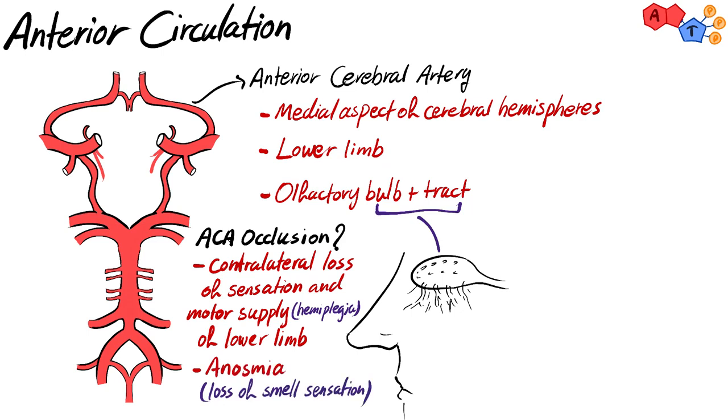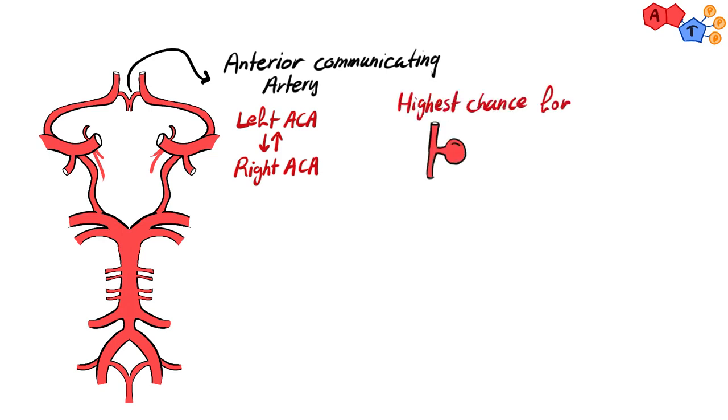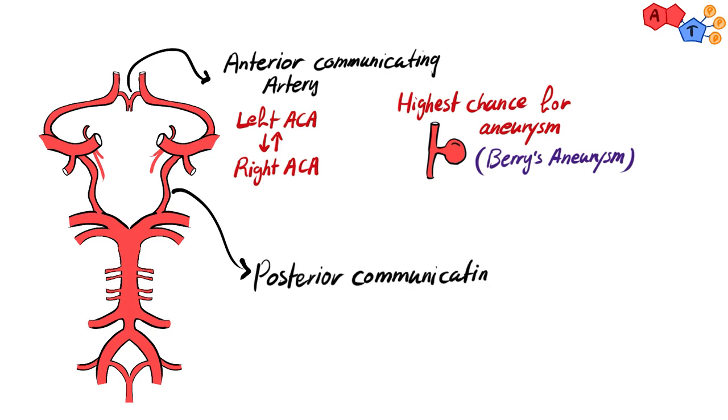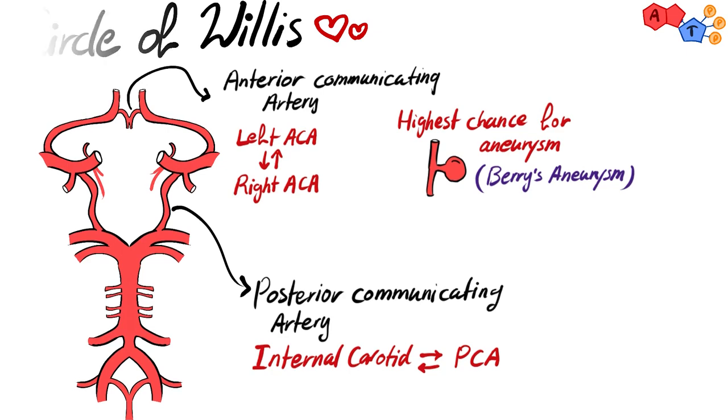Now let's try to form a circuit between these arteries and between anterior and posterior systems. So we have anterior communicating artery which connects right and left anterior cerebral arteries. One thing to keep in mind is that anterior communicating artery has the highest chance of developing aneurysm in circle of Willis. Now to complete the circle of Willis, the posterior communicating arteries on both sides will connect internal carotid artery with posterior cerebral artery, forming a complete circle called again circle of Willis.